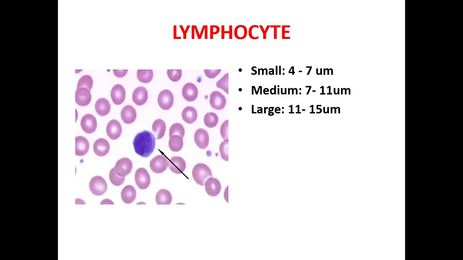Under the microscope, we cannot differentiate the different lymphocytes in the smear, so they could appear as small lymphocytes 4 to 7 micrometers, or medium-sized lymphocytes 7 to 11 micrometers, and large lymphocytes 11 to 15 micrometers. So they will appear morphologically the same.